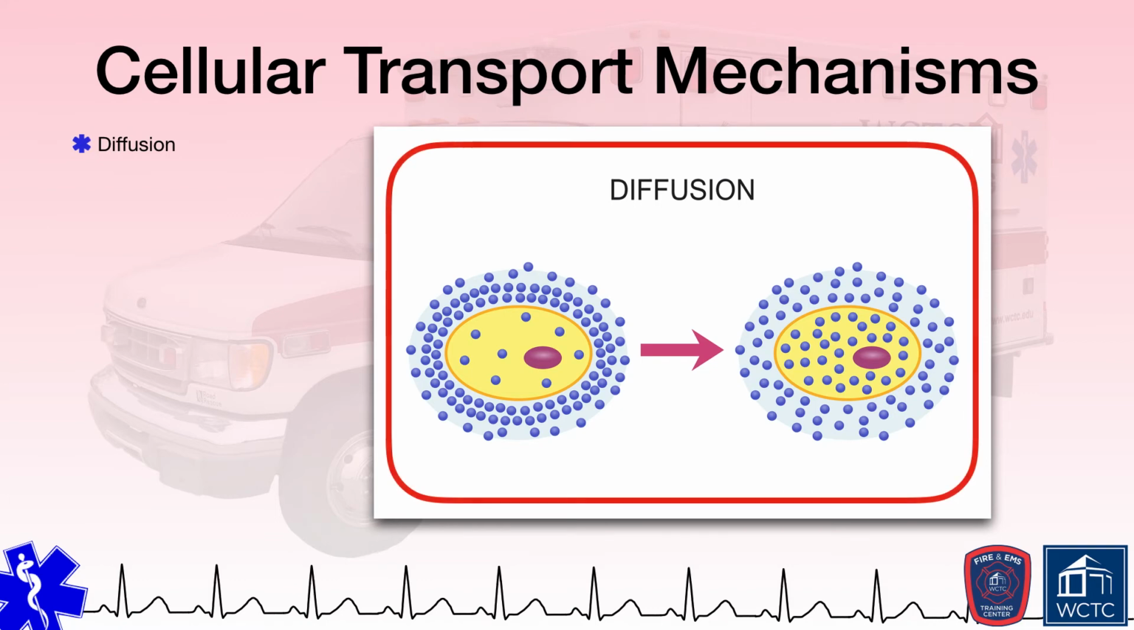This diagram shows the process of diffusion, where there is initially a high concentration of a certain molecule outside the cell, and over time, some of those molecules enter the cell until the concentration is equal both inside and outside the cell. This process also works the other way, with molecules leaving the cell if the concentration is higher inside the cell than outside the cell.